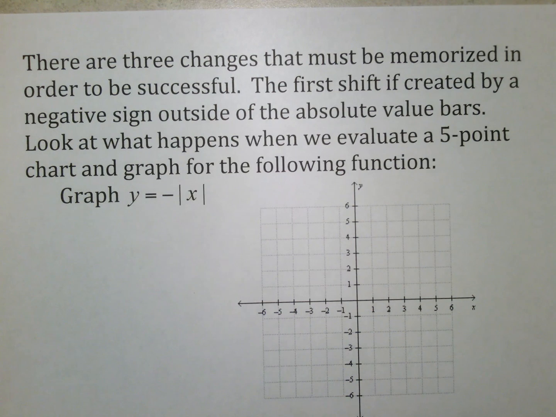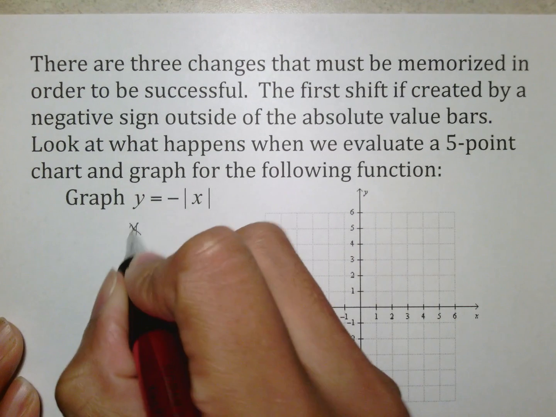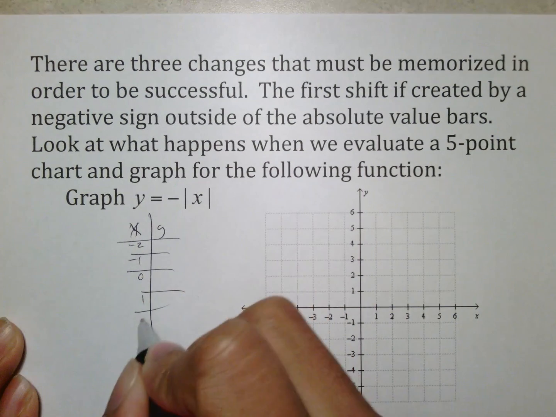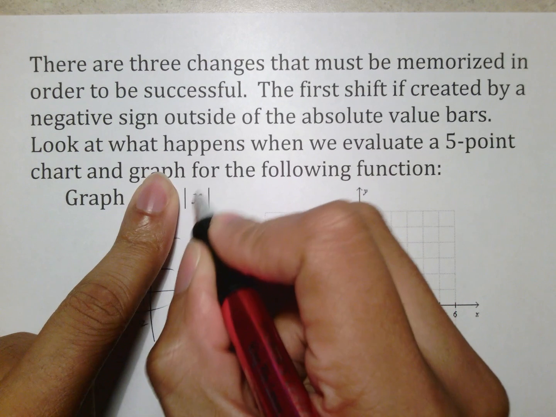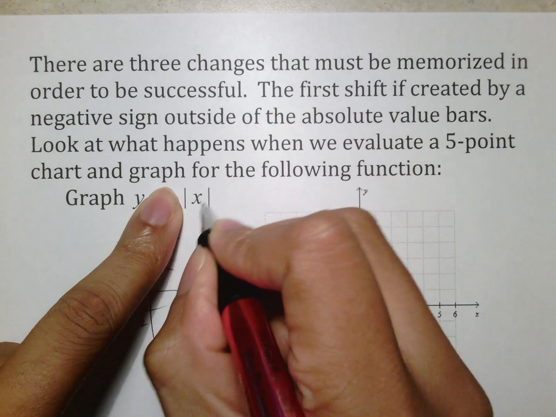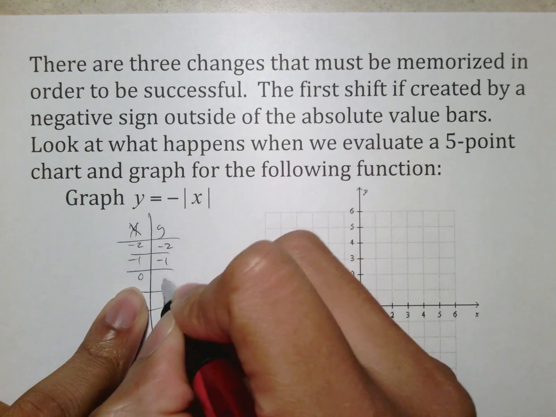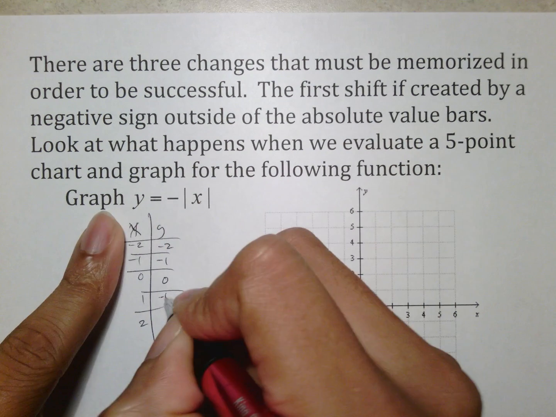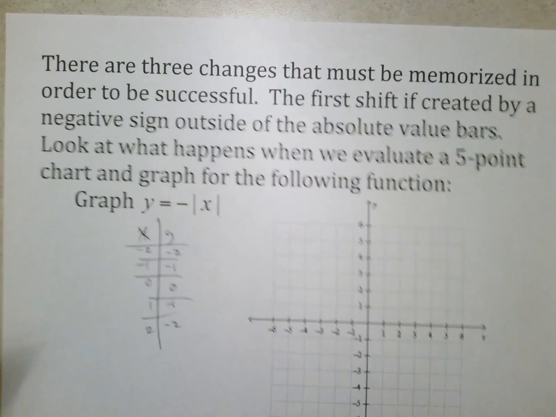Look at what happens when we evaluate a 5-point chart for the following function. If we were to do this, again, x, y with -2, -1, 0, 1, and 2. If you plug in -2 into this, you get the answer of 2, but that makes it -2. If we plug in a -1, this makes the answer 1, but that makes it -1. 0, of course, cannot be negative, it's just 0. If we plug in 1, that makes it a 1, but that makes it a -1. If we plug in a 2, the answer is 2, but that makes it -2 because of the negative on the outside.